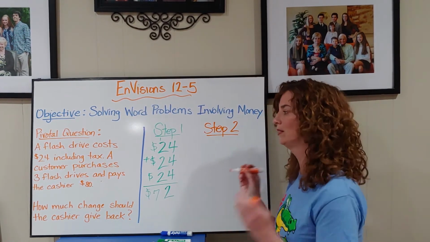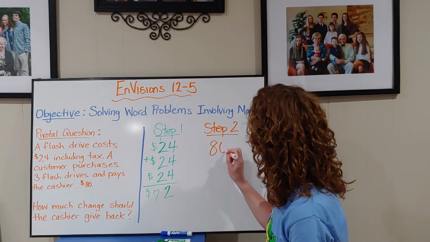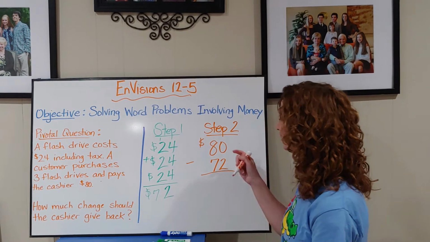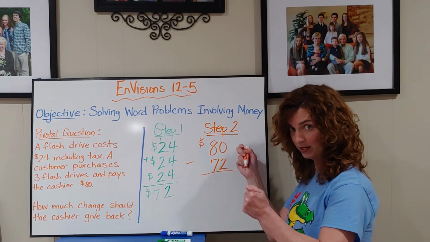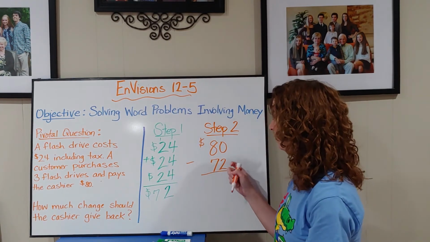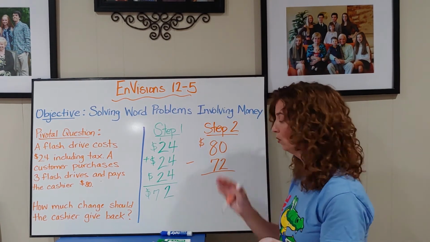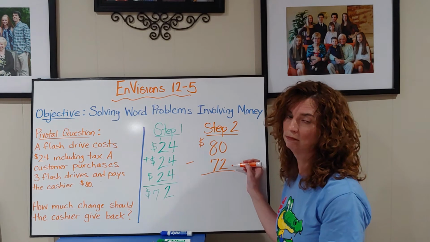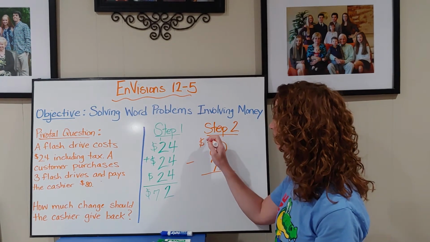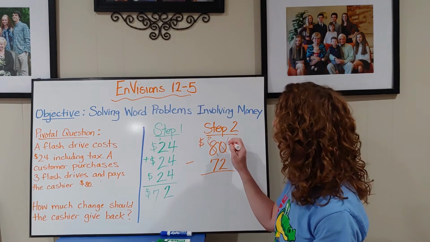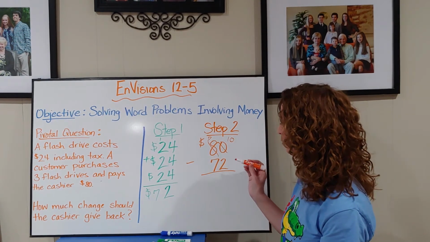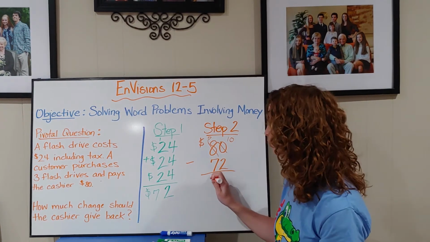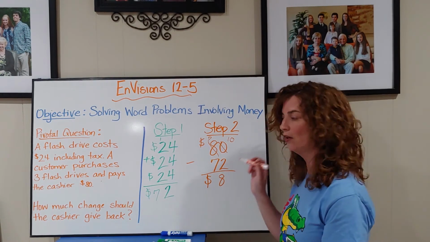Okay, step 2. Now we're going to subtract $80 minus $72. This is how much money the person buying is handing over to the cashier, and this is how much the whole bill costs. So we're going to subtract and figure out how much change they get back. So 0 minus 2. Can we do that? No. So we're going to cross out the 8, make it a 7, cross out the 0, make it a 10. 10 minus 2 equals 8. And 7 minus 7 is 0. So this person is going to get $8 back.